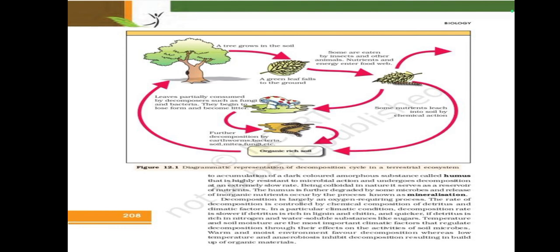Temperature and soil moisture are the most important climatic factors that regulate decomposition through their effects on the activities of soil microbes. Warm and moist environment favors decomposition, whereas low temperature and anaerobiosis inhibit decomposition, resulting in build up of organic materials.